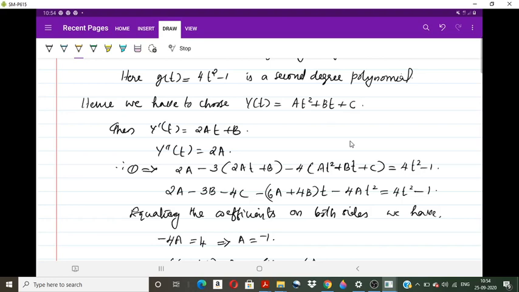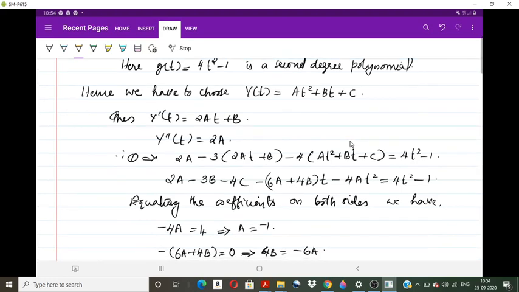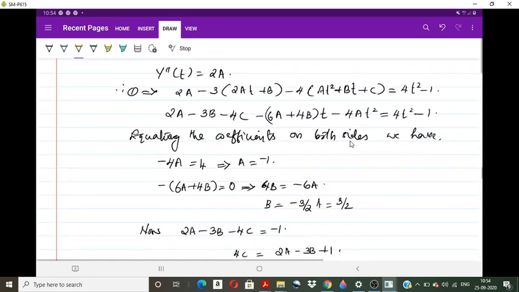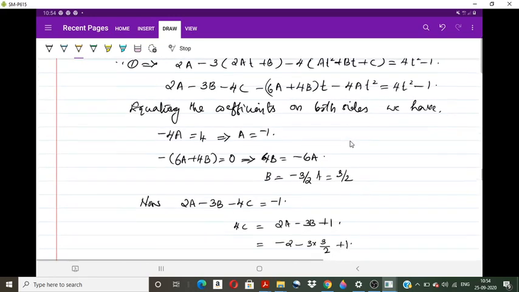So we will get a as minus 1. Then equating the coefficients of t. In the right side there is no term containing t, that is, the coefficient of t is 0. And in the left it is minus 6a plus 4b. So we have 6a plus 4b equal to 0, or 4b equal to minus 6a. From this we will get b as 3 by 2.